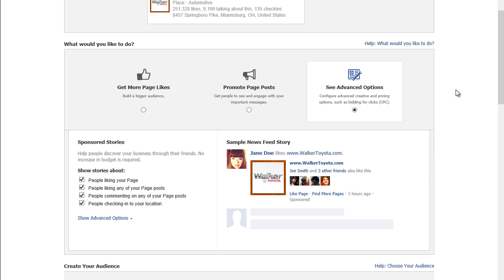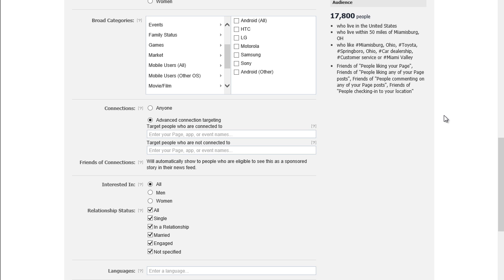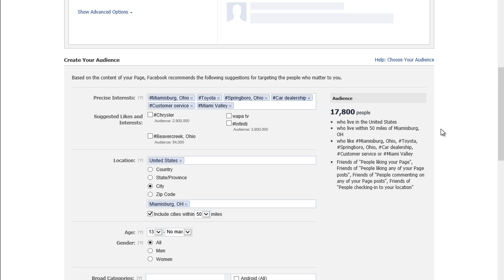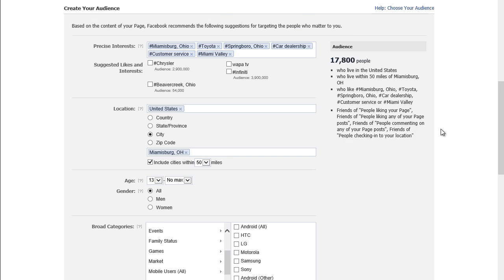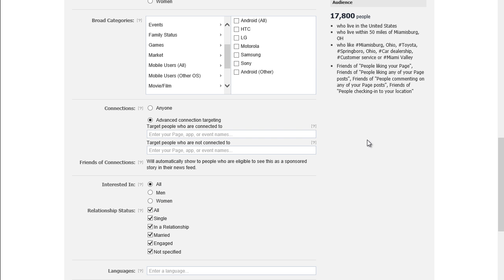Now we're actually inside of creating an ad. We're going to get into this in another video, but I want to show you something. I want you to look at some of the targeting options for a particular website. And don't pay attention to all these numbers at this point. We'll explain what these mean. In particular, here's what you'll notice. There are some advanced connection targeting options. You can literally target people who are connected to other people. You can target people who are not connected to other people. You can target people who probably like a page or a specific app or an event.